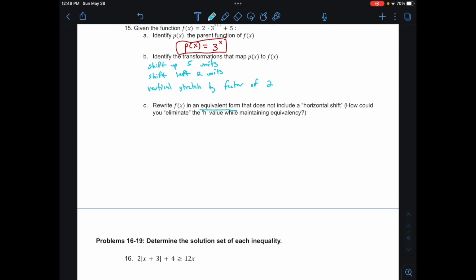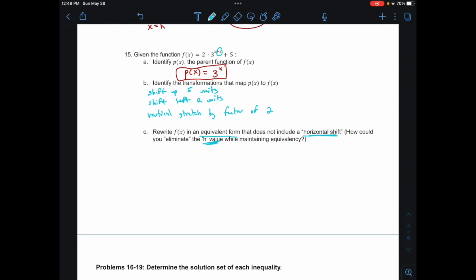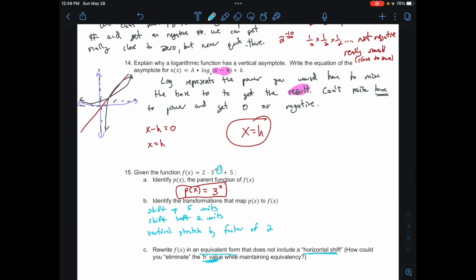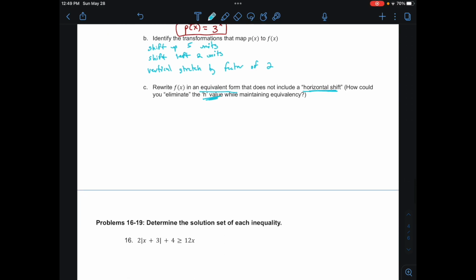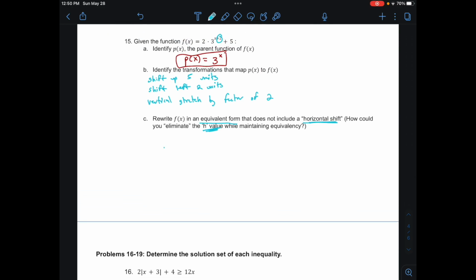Now for an interesting question. Rewrite it in an equivalent form that does not have a horizontal shift. How can we get rid of that h value? In our h value here, we're talking about that 2, right? In an exponential function, the h is the part that shifts you left and right. So I can get rid of that. I can bump it out. So if I do 2 times 3 to the x plus 2, plus 5.